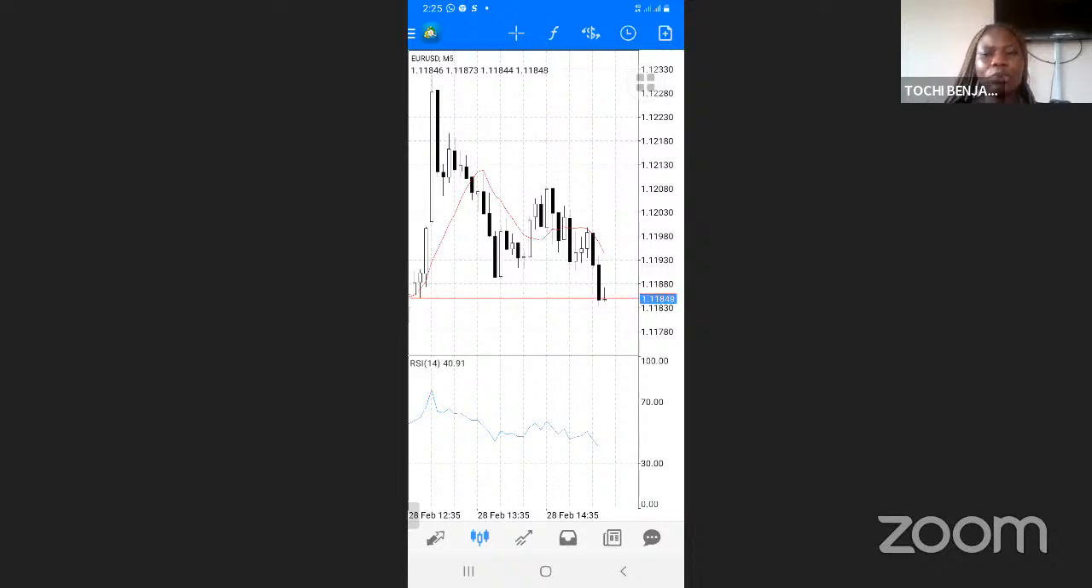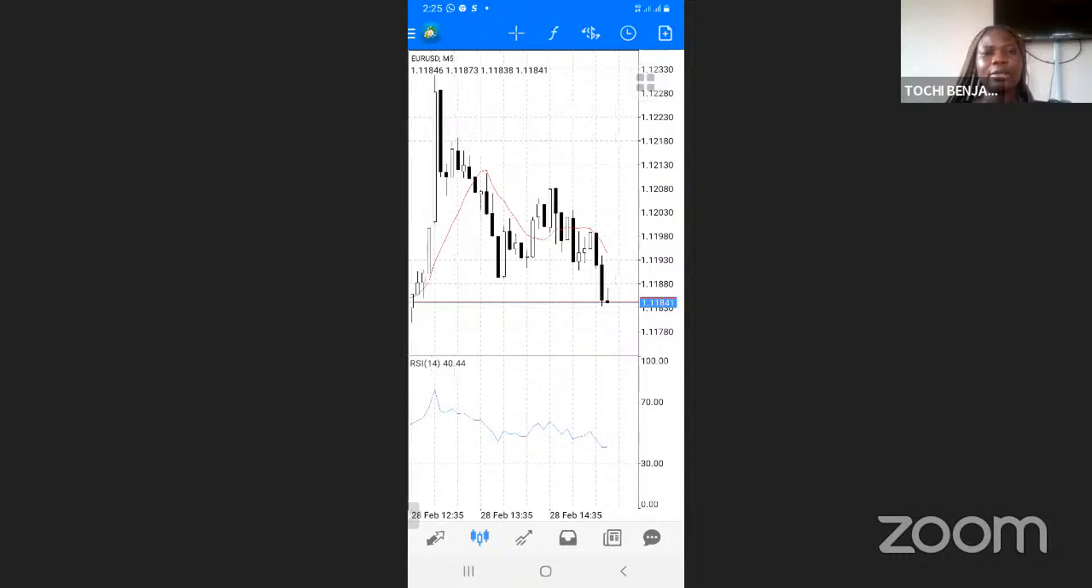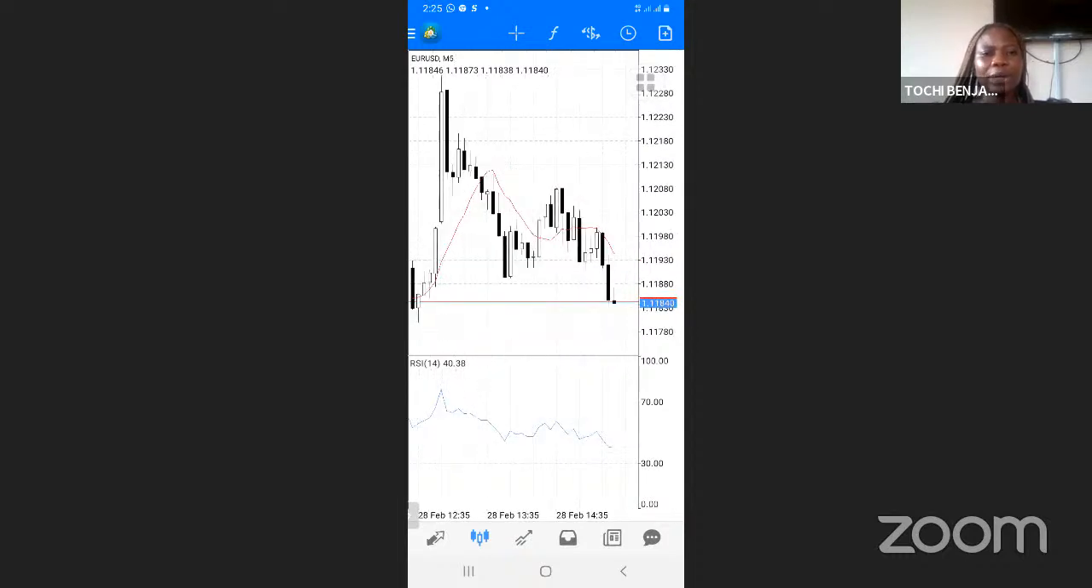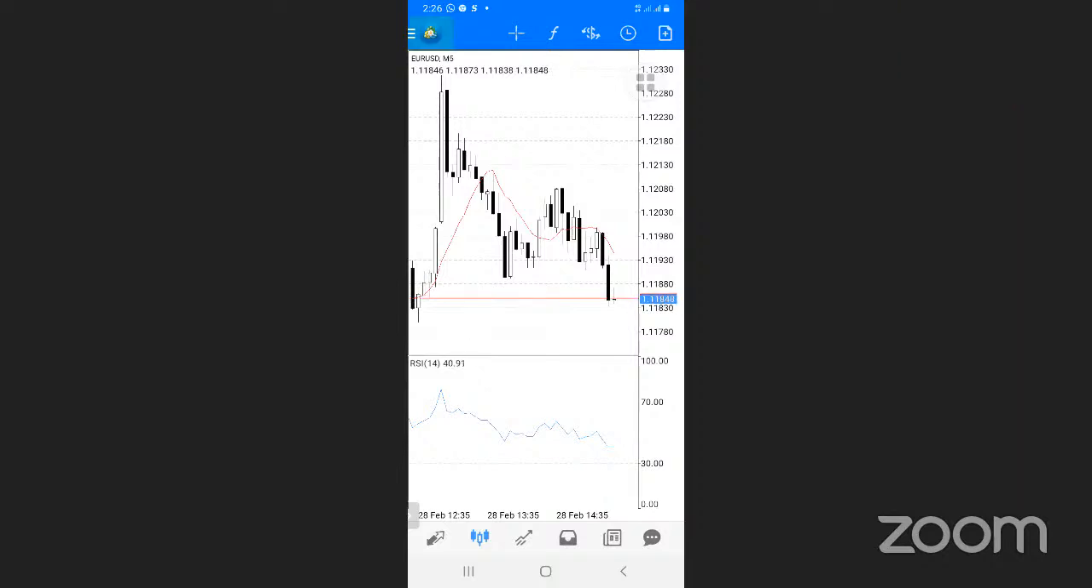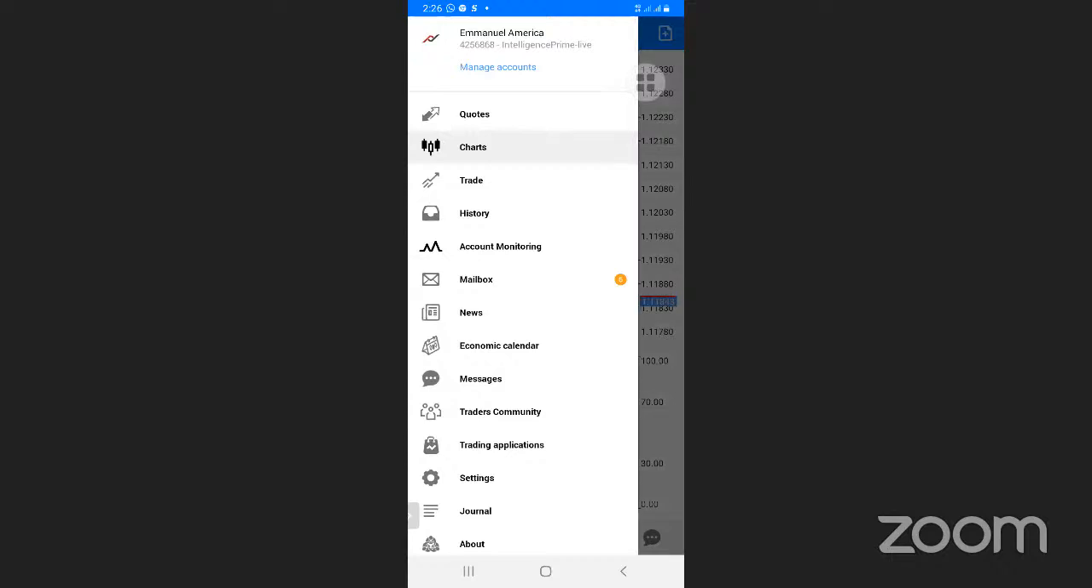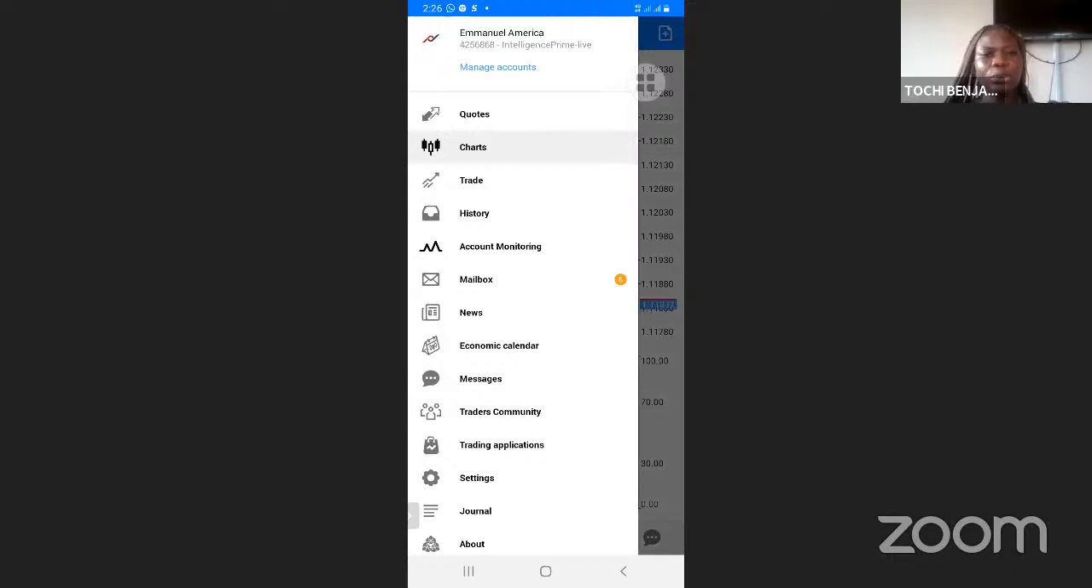I don't know if it will consume the rest of the day, but we'll just see how far we can go on how to use the phone version to trade. So you go to where you have the three dash lines. Yes, go to that. Yes, I'm there now. Okay, so on this page, you can see his name, Emmanuel America.